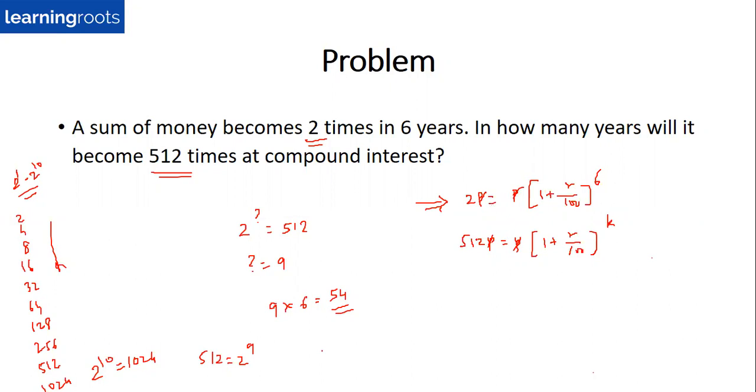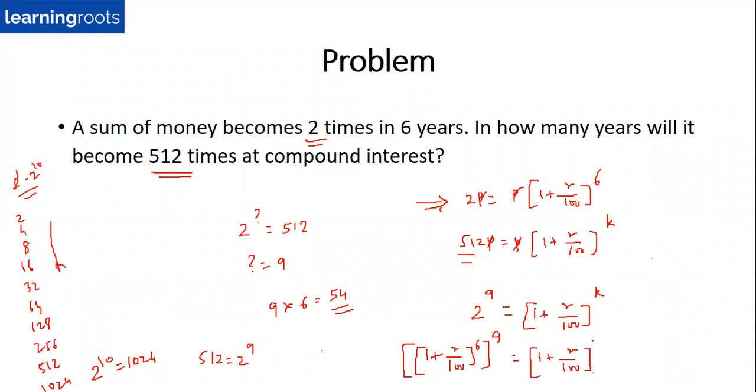So (1 plus r upon 100) raised to 6 is equal to 2. Okay. Now this 512 has to be represented in the form of 2. So 2 raised to 9 is equal to (1 plus r upon 100) raised to k. Right. But then 2 is nothing but (1 plus r upon 100) raised to 6. So (1 plus r upon 100) raised to 6, the whole thing raised to 9, is equal to (1 plus r upon 100) raised to k.